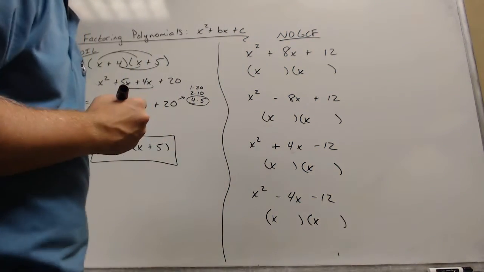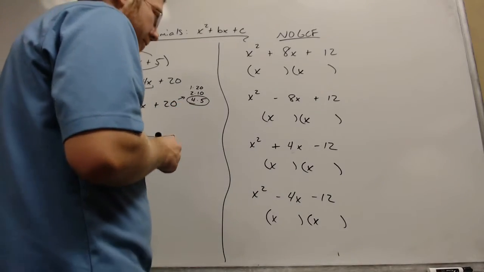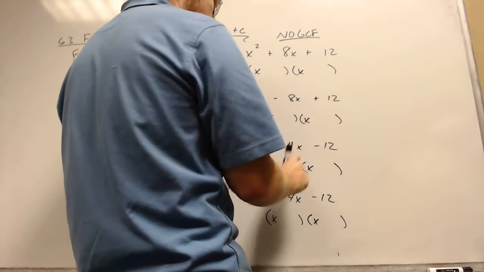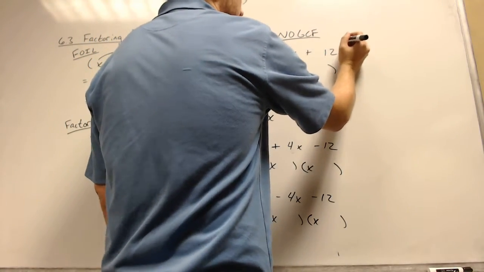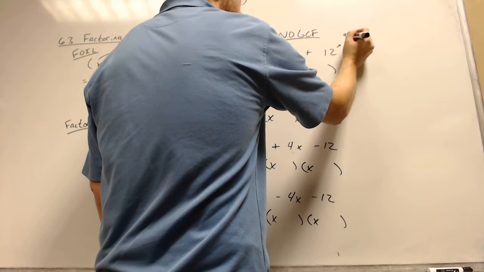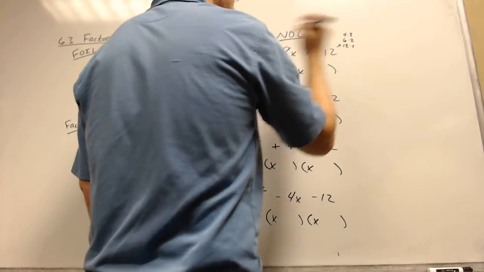Fair enough. Also, every single one of these problems ends with a 12. So that would mean the 2 numbers that I place at the end of each one of these binomial pieces has to multiply to get 12. So my options are 4 times 3, 6 times 2, and 12 times 1.